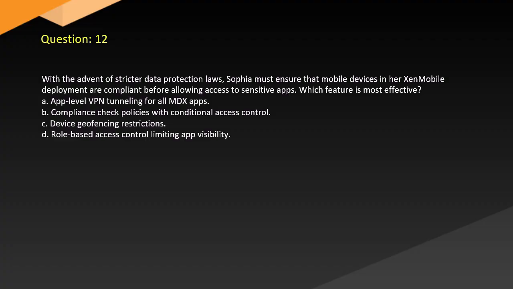Question 12. With the advent of stricter data protection laws, Sophia must ensure that mobile devices in her XenMobile deployment are compliant before allowing access to sensitive apps. Which feature is most effective? A. App-level VPN tunneling for all MDX apps. B. Compliance check policies with conditional access control. C. Device geofencing restrictions. D. Role-based access control limiting app visibility.